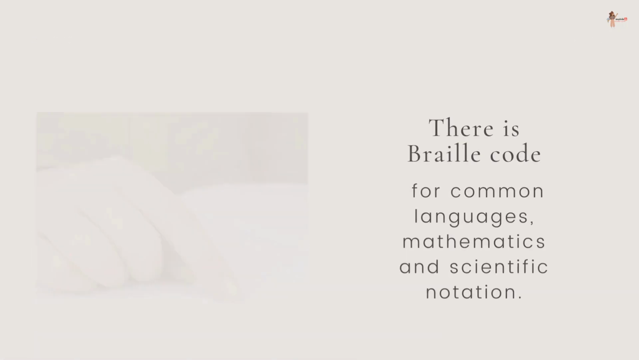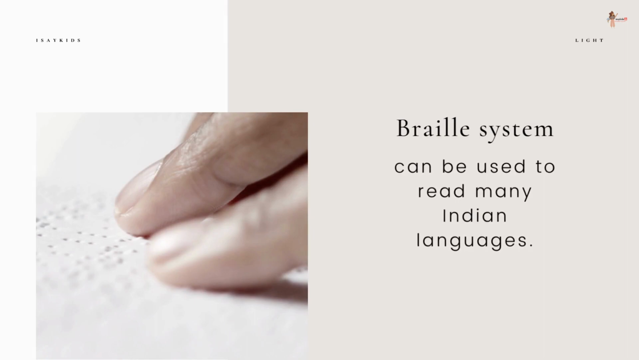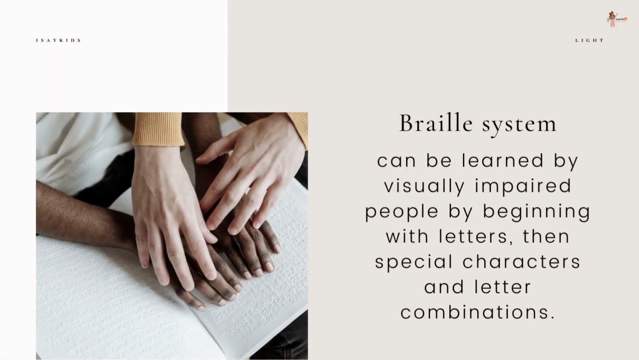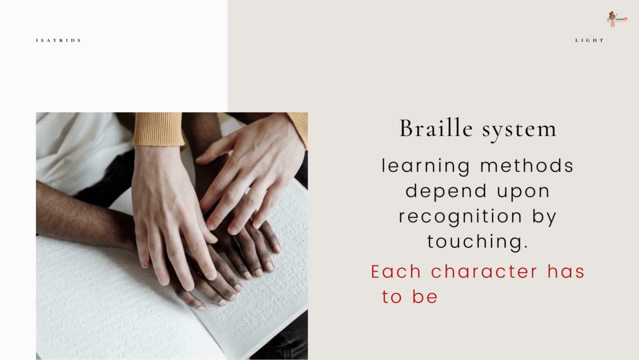There is Braille code for common languages, mathematics, and scientific notation. Many Indian languages can be read using the Braille system. Visually impaired people learn the Braille system by beginning with letters, then special characters and letter combinations. Methods depend upon recognition by touching. Each character has to be memorized.